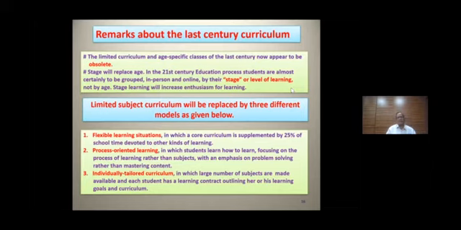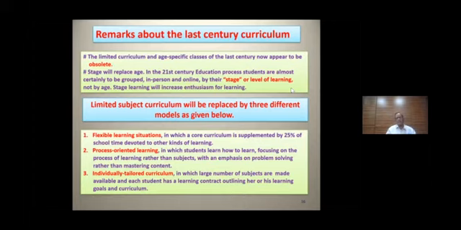Limited subject curriculum has to be replaced by unlimited subject curriculum. Unlimited means they are not going to study all the subjects. They are going to choose the subjects from the large body of material that is available in a particular area. For example, around 3,000 subjects are there for electronics students. From that, they can choose the required number of subjects and then they can concentrate.